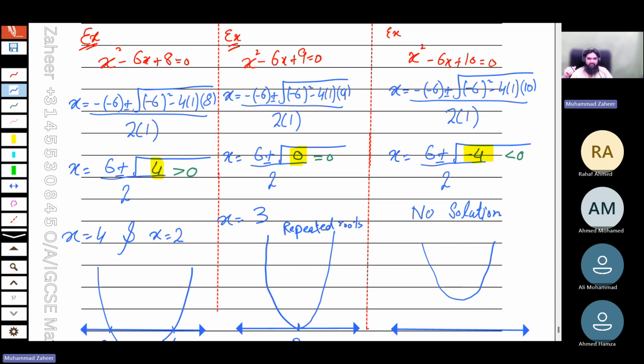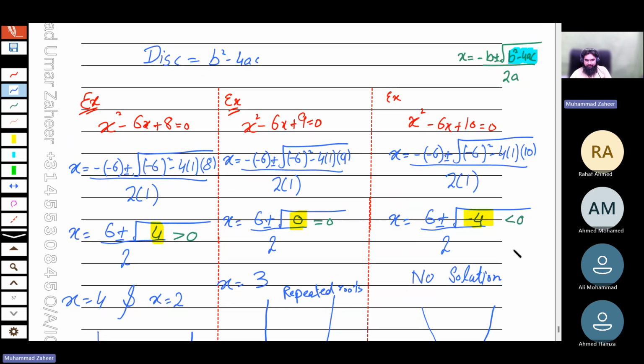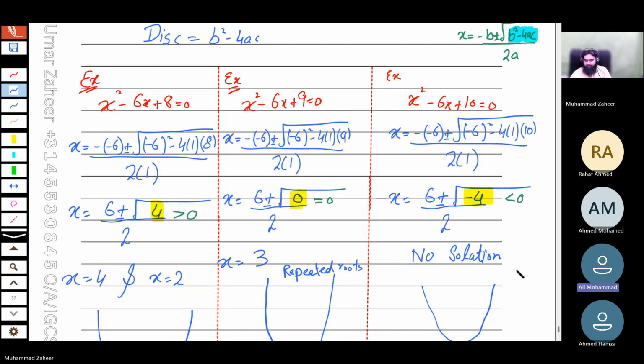And for the third one, we are not going to get a solution. It means that the graph is not going to touch the x-axis. Yes, everyone, any question? No, clear.